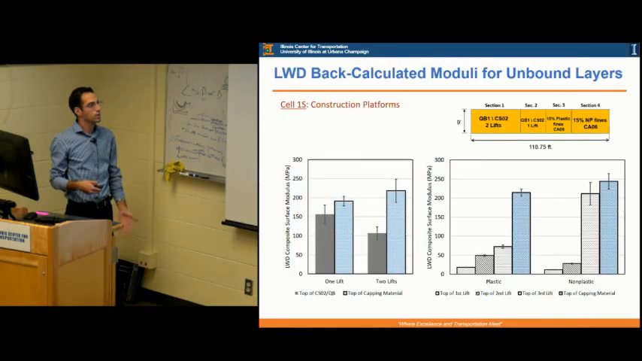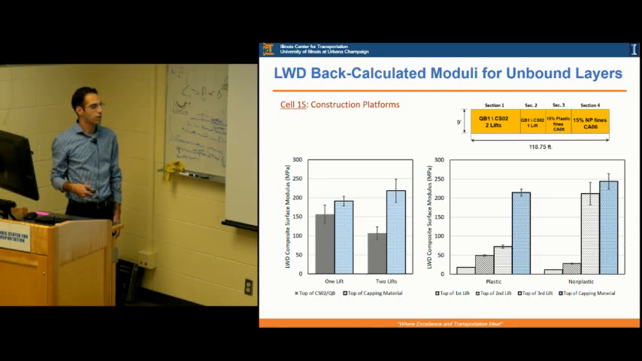And I will share with you some results of the lightweight deflectometer back-calculated modulus for the unbound layers, starting with the construction platform layers. These are the CSO2 with a QP in 1 lift and in 2 lifts, the modulus on top of the material, and then on top of the capping layer, which was added later.